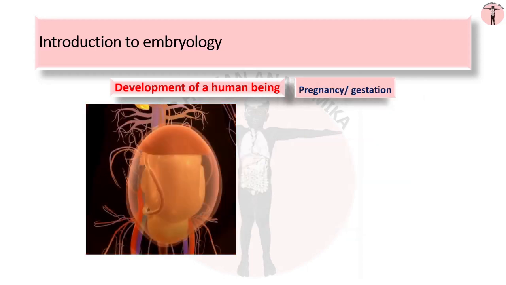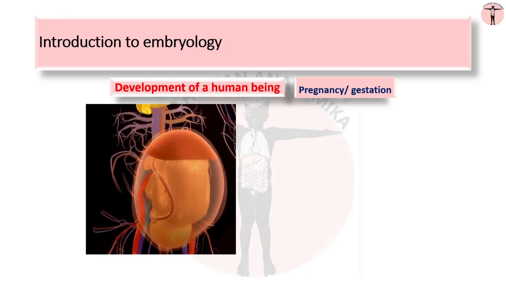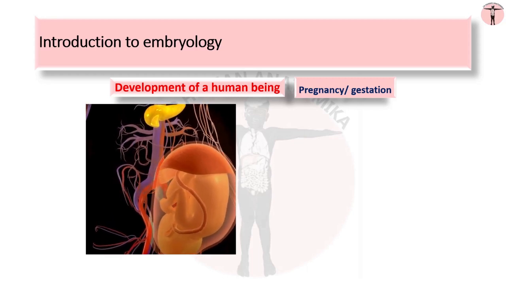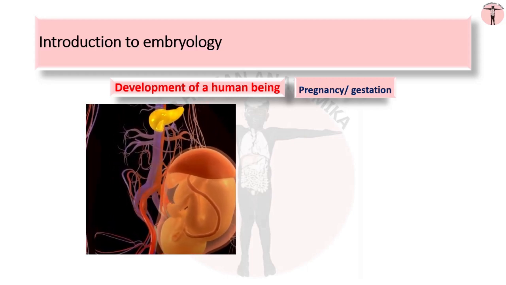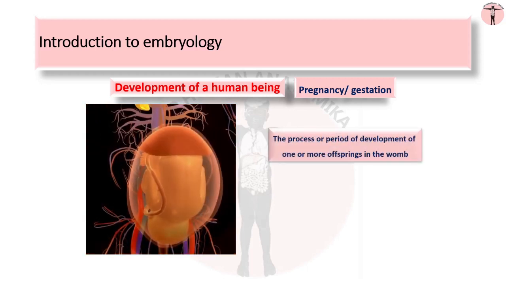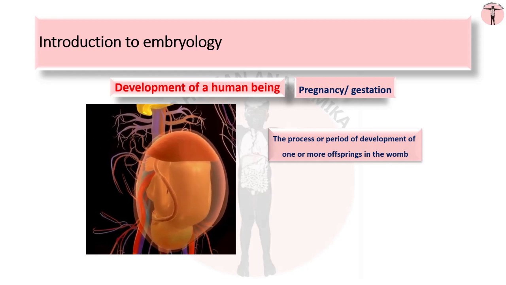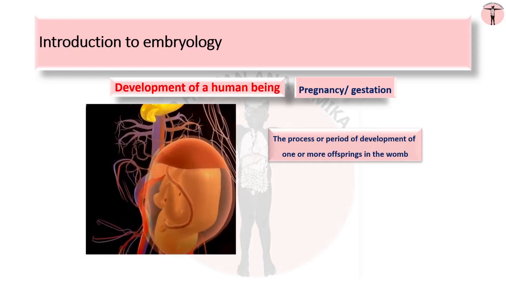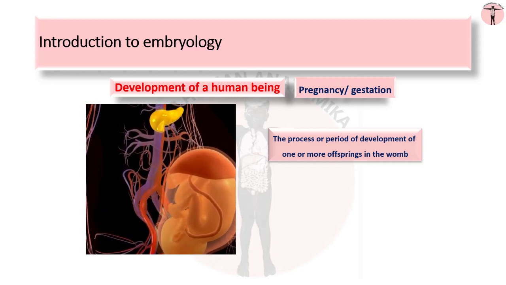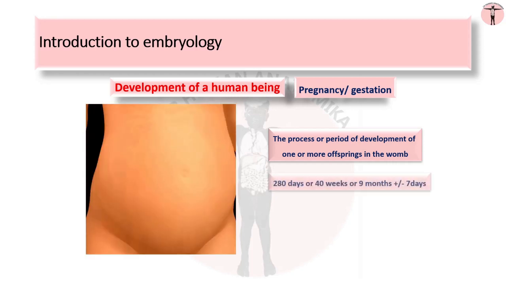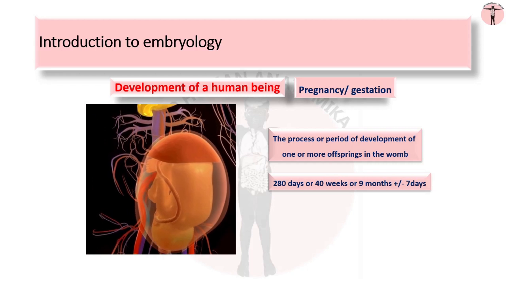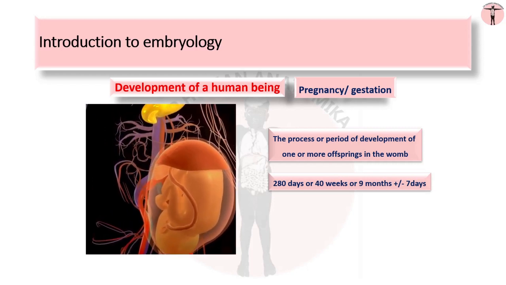To continue, we will see what is pregnancy or gestation. We have discussed prenatal development and its phases. All these are happening in the mother's womb. This process or period of development during which one or more offspring develop inside the uterus or womb is called pregnancy in the mother. This is the time between conception and birth. A full-term pregnancy is 280 days or 40 weeks or 9 months, but can range from 37 to 42 weeks.